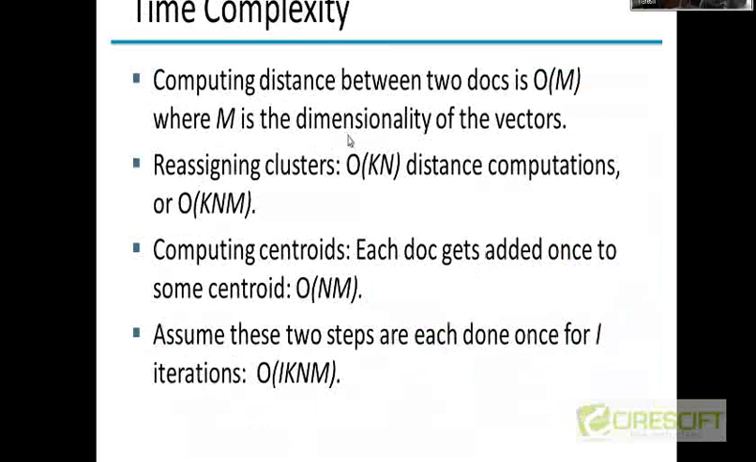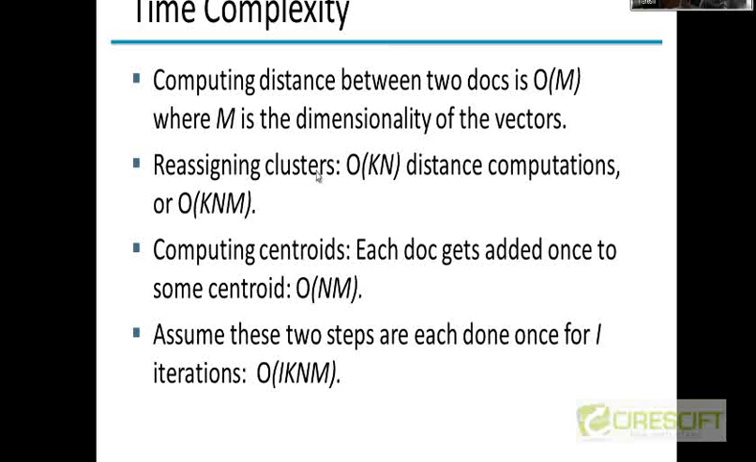Okay, what would be the time complexity of the algorithm? So let's say that the length of the vectors is m. Actually, it's v. V is the size of the vocabulary that we saw. So let's take it as m here. Computing the distance between two documents is order m time, right? Because you have to compute the difference between each of the components, take their squares and add them up, and then that would be the squared of the distance, and that would be order m.